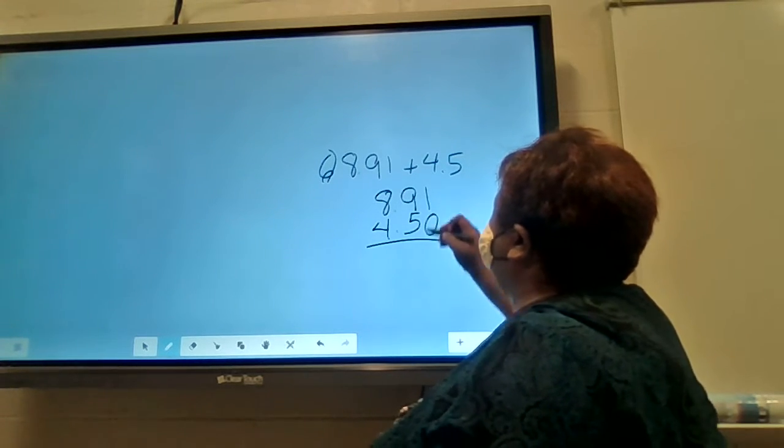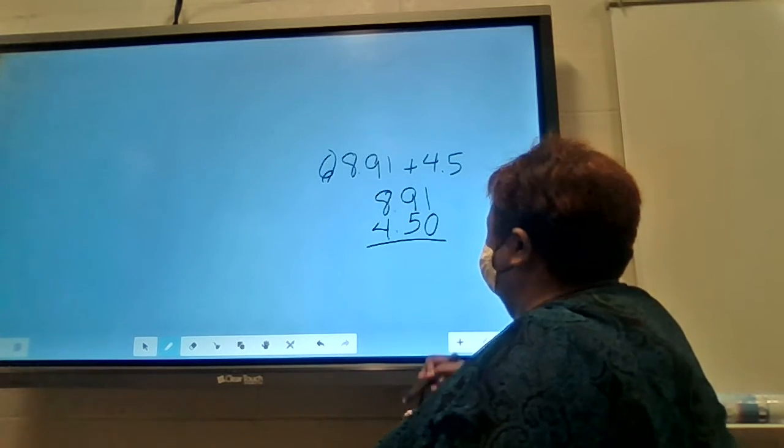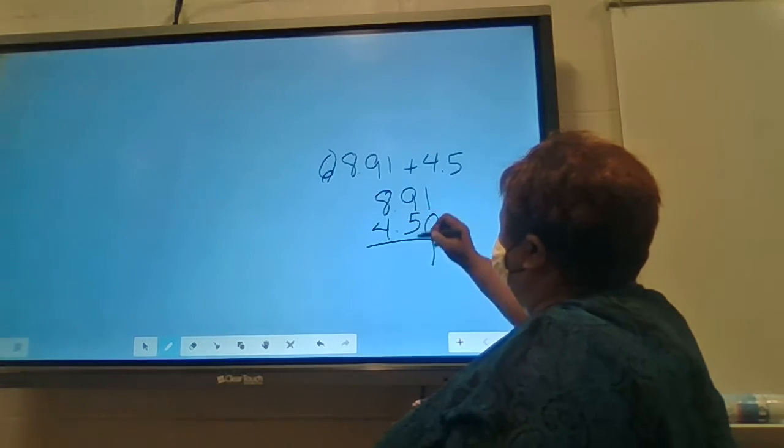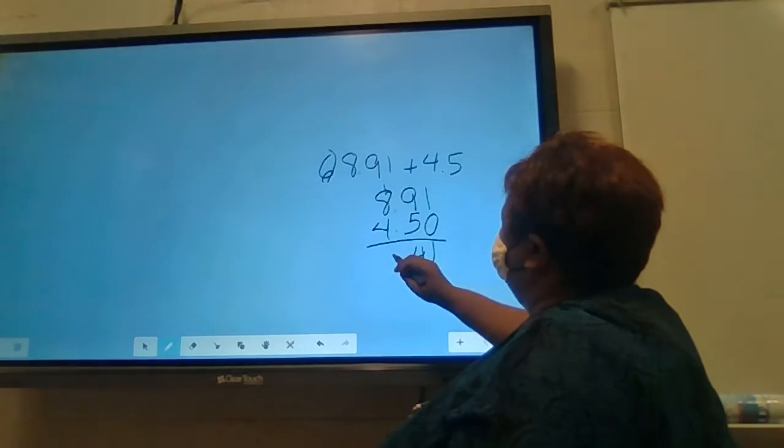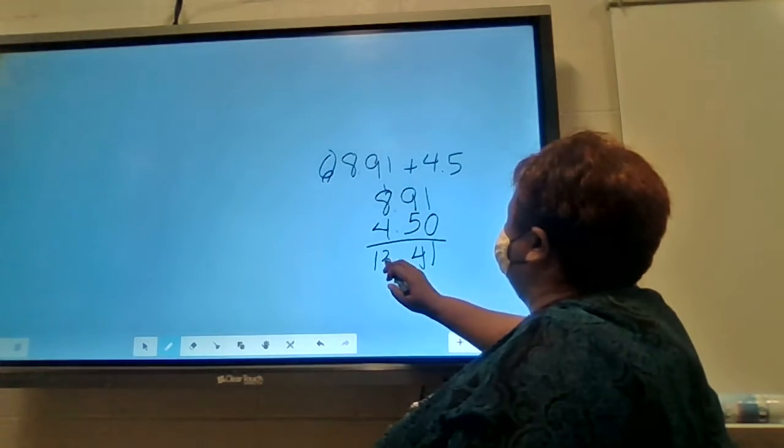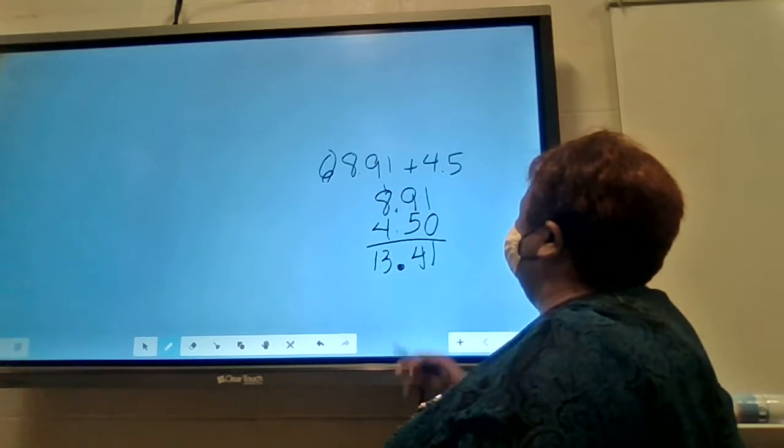Okay, so there's nothing right there, so we'll just stick the 0 there. 1 plus 0 is 1. 9 plus 5 is 14. Carry 1. 8 plus 4 is 12, and 1 is 13. Bring your decimal down, lined up.